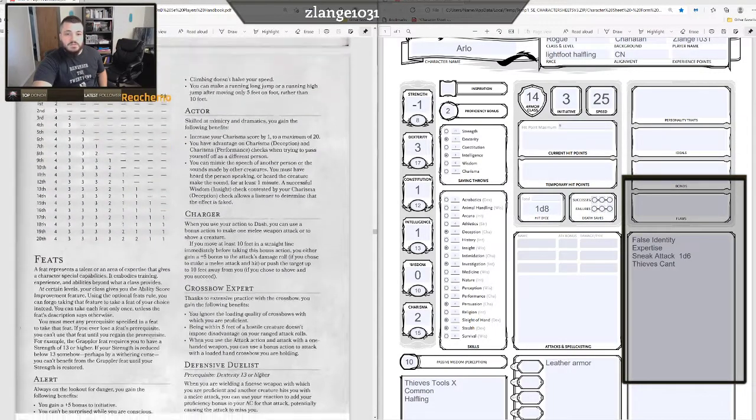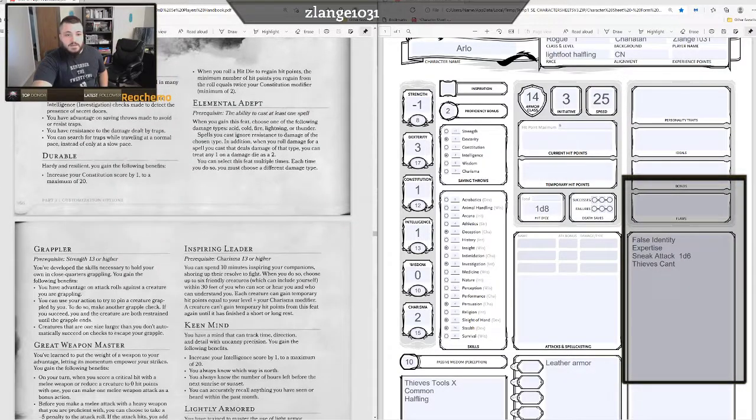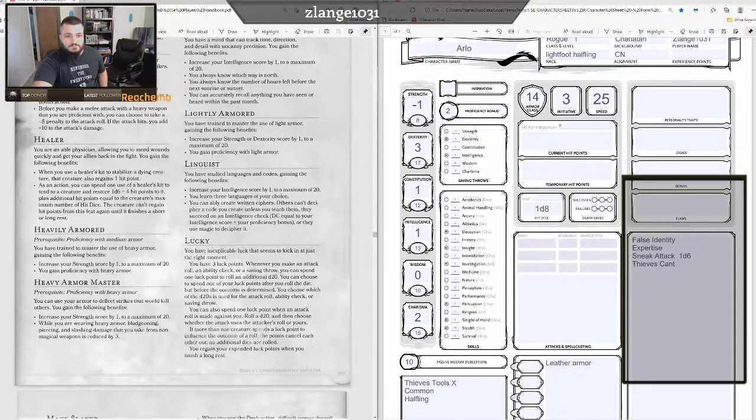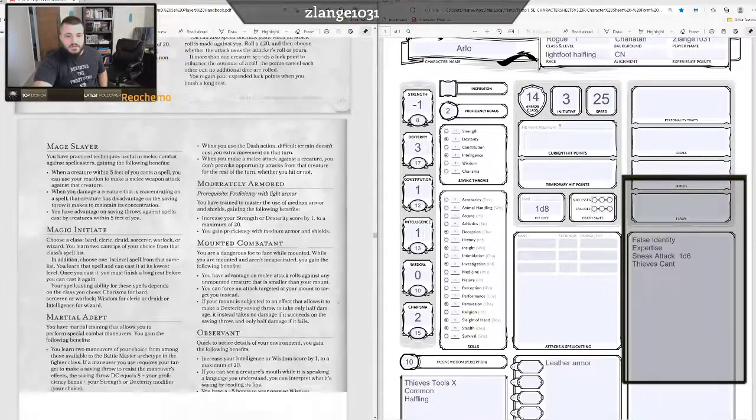What else does my character have? It's running. No, it's around here somewhere.